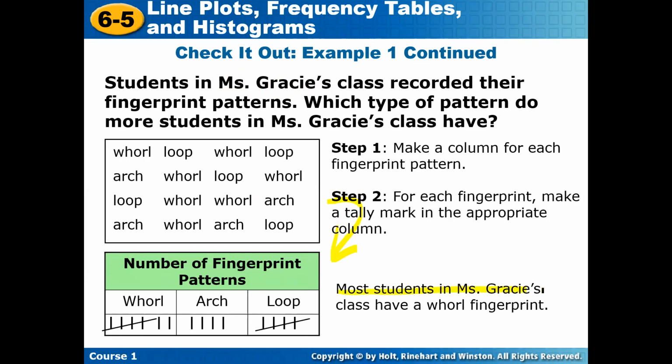So most students in Miss Gracie's class have a whorl fingerprint.